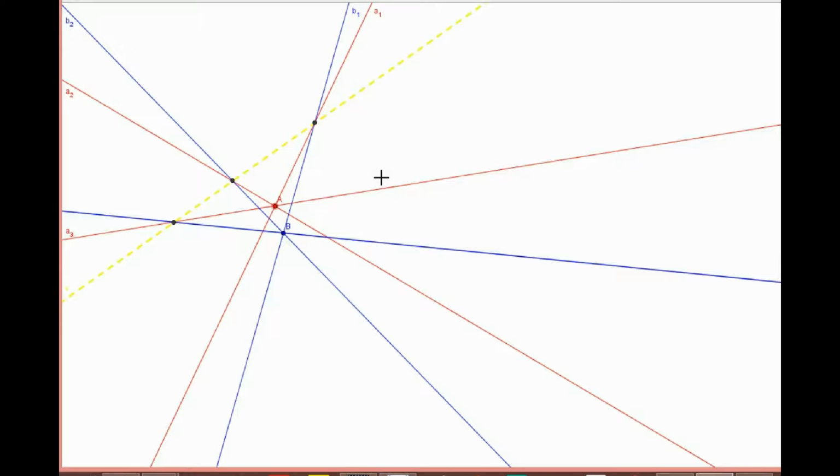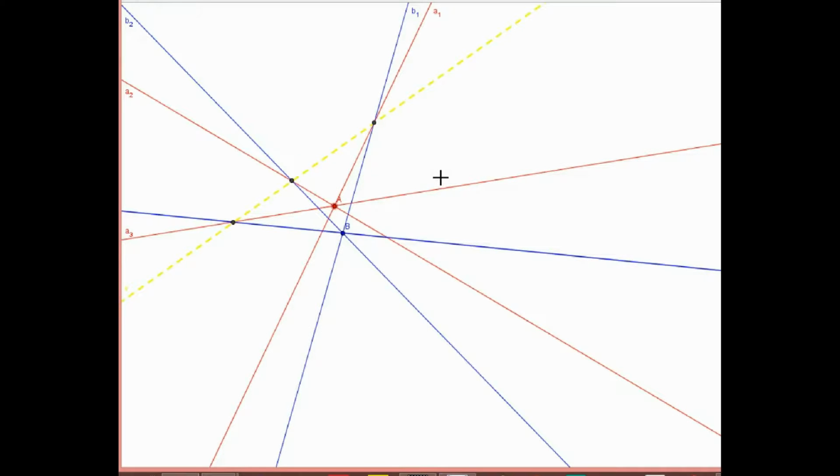The clearest way to say it, in my opinion, is that a couple of lines are going to be perspective when they meet at a common point on this horizon line. Just as in the case where we had a centre of perspective, a point in the previous case, it was kind of like the dual situation, where we said that a pair of points were perspective to one another when the line that passed through the two of them met the centre of perspective.